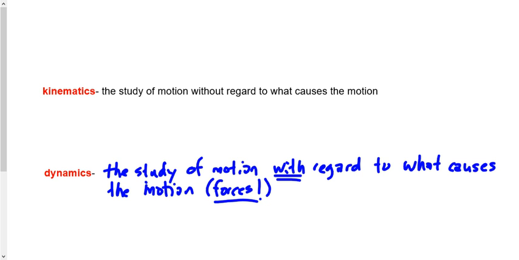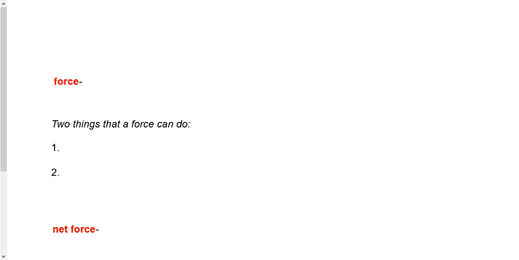Now, we're still going to use our old kinematics equations, like Vf squared is equal to Vi squared plus 2AD, and V is equal to delta D over delta T, and so on. We need to look at the motion itself, but we're now also including what causes the motion, or the forces that cause that motion. Now, we're going to define a force here.